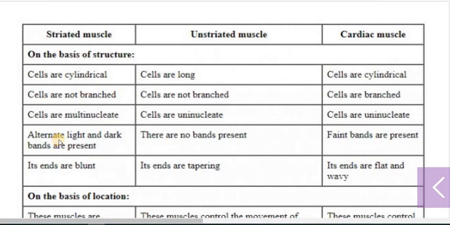In striated muscles, alternate light and dark bands are present, while in unstriated muscles no such bands are present. In cardiac muscles, faint bands are present. In striated muscles the ends are blunt, and in unstriated muscles the ends are tapering. In cardiac muscles, the ends are flat and wavy.